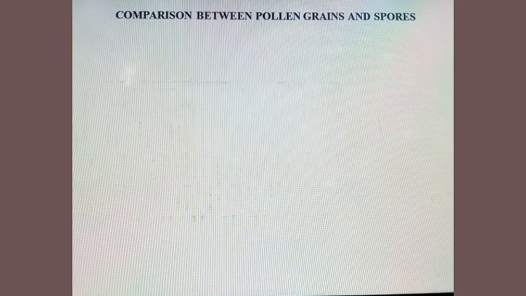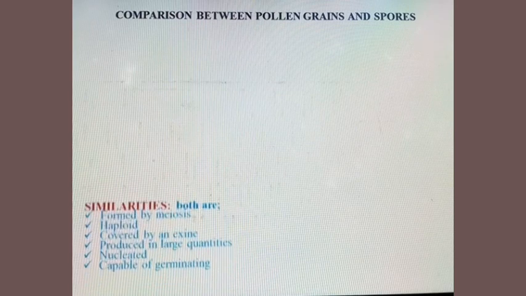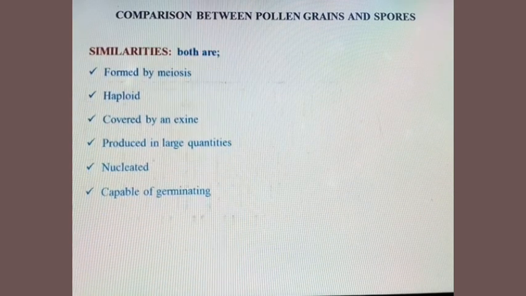Because of that, we are going to compare pollen grains and asexual spores we talked about during asexual reproduction. You remember in asexual reproduction, we talked about spores being a mode of reproduction commonly used by the fungi. So when we tell you to compare, we are looking for both similarities and differences.